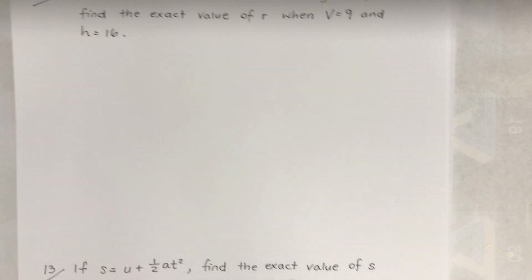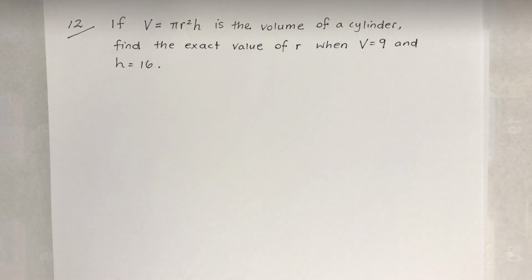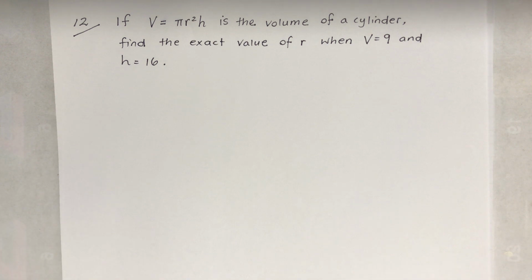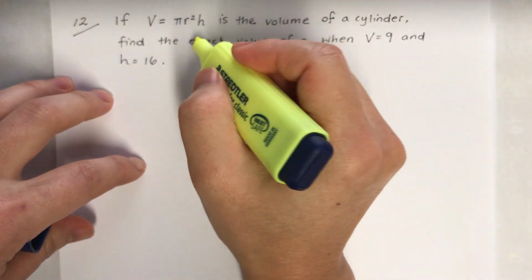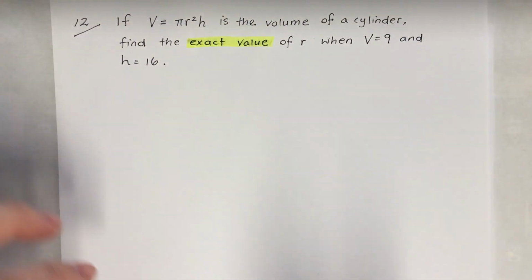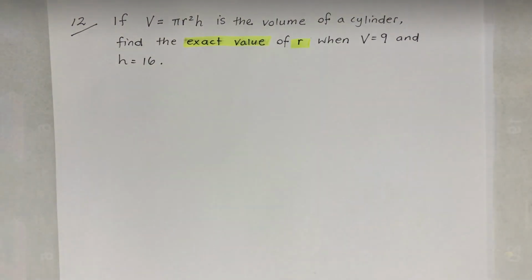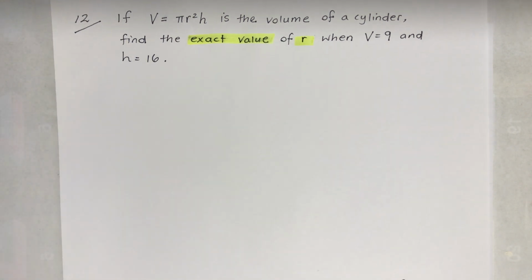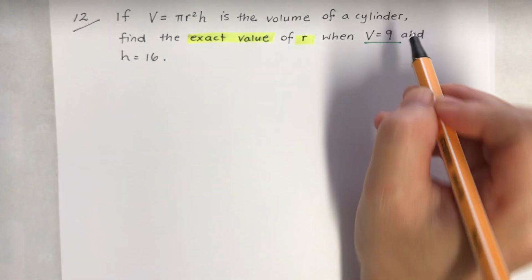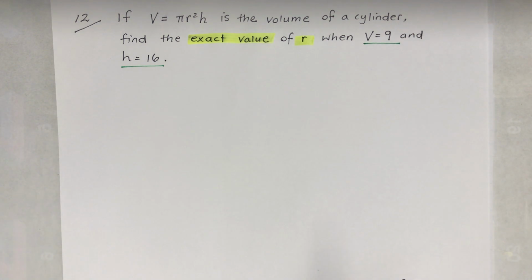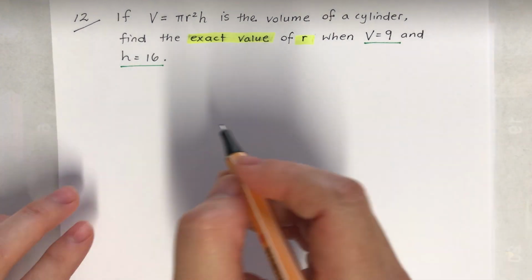Now question 12. Okay, so it looks like a substitution. So if V equals pi r square h is the volume of a cylinder, find the exact value. Okay, highlighter, exact value of r. That's what we need when we get all these other values. That's not too bad. That's pretty easy actually.